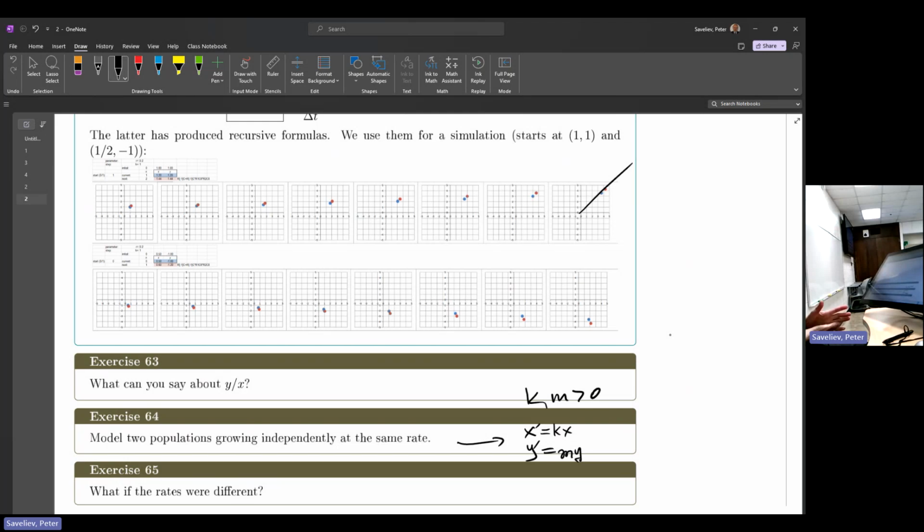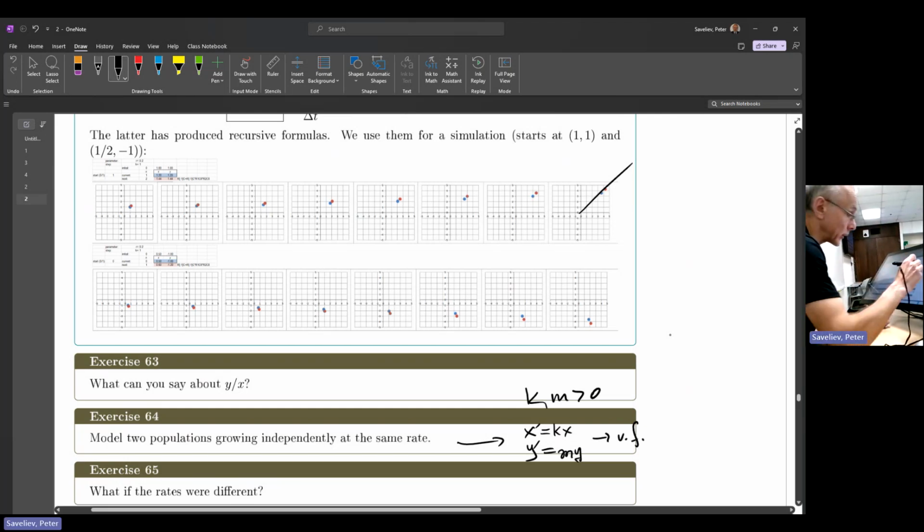They are also independent of each other. We can solve these two separately altogether, as if they have nothing to do with each other. They don't. So the problem has been solved. But I want to nonetheless produce the vector field. What does the vector field look like?